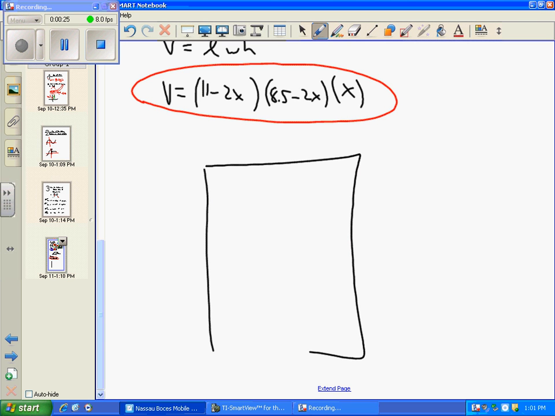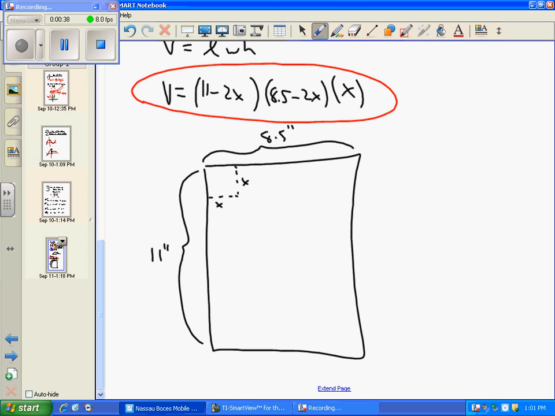So here's the original piece of paper. It was 8.5 inches wide. It was 11 inches long, and we said that we were going to cut squares at a corner with length x. And all four of these squares are congruent, so this piece of paper will now fold up nicely along these green dotted lines to create the open top box.